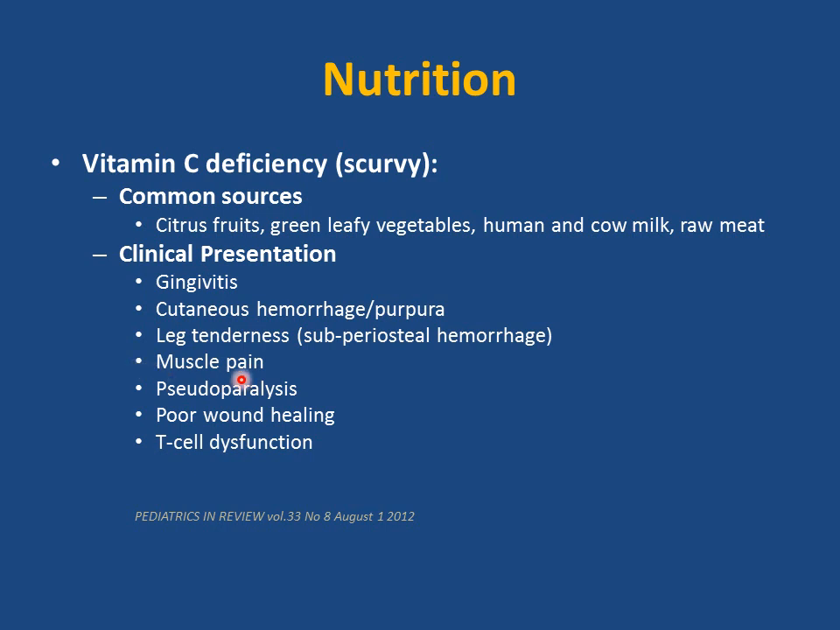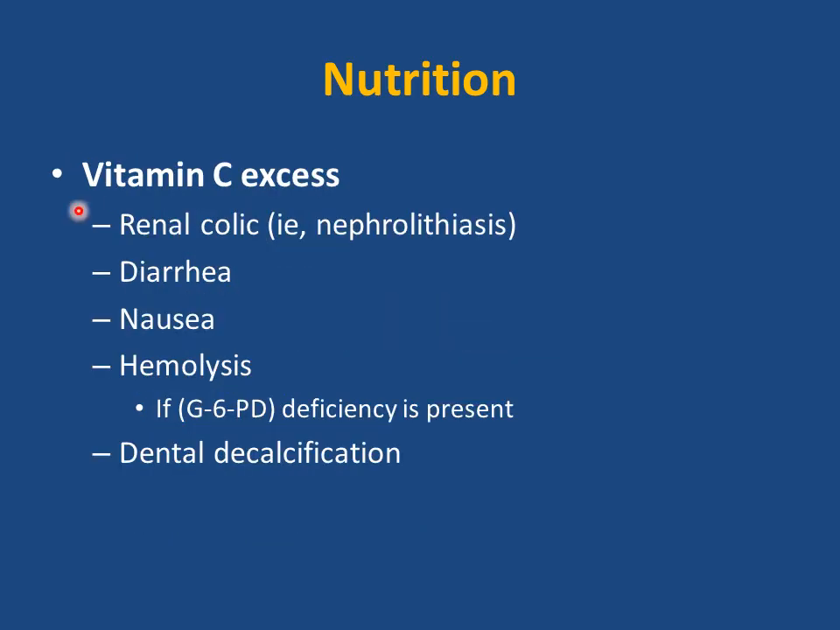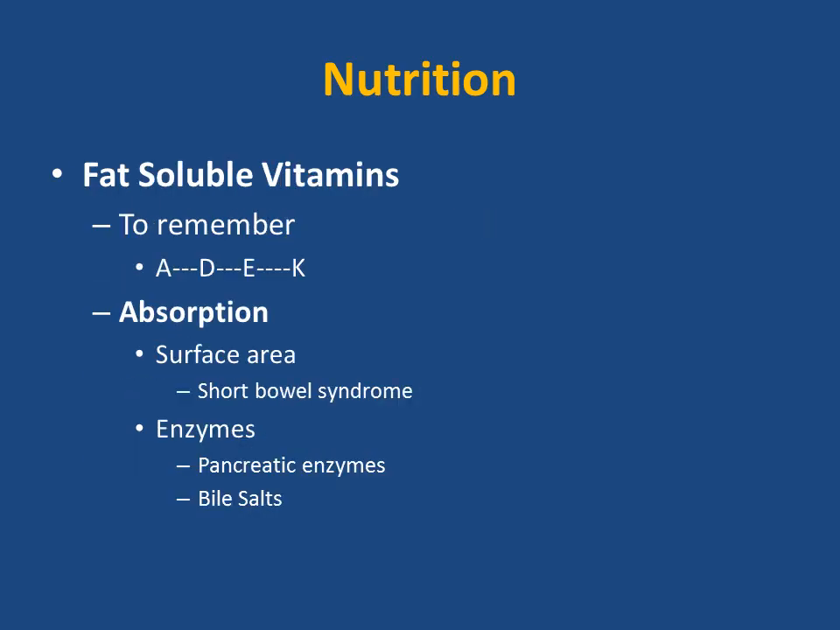Muscle pain, they may bleed inside the muscle or even the joint, and they can cause hemarthrosis, pseudoparalysis, poor wound healing, T-cell dysfunction. Know that vitamin C protects against bacteria, for example, diphtheria, tetanus, and typhoid. Excess intake of vitamin C can cause renal colic because of kidney stones and nephrolithiasis. It can also cause diarrhea and nausea. Kids who have G6PD deficiency may present with hemolysis because of vitamin C intake. It can also cause dental decalcifications.